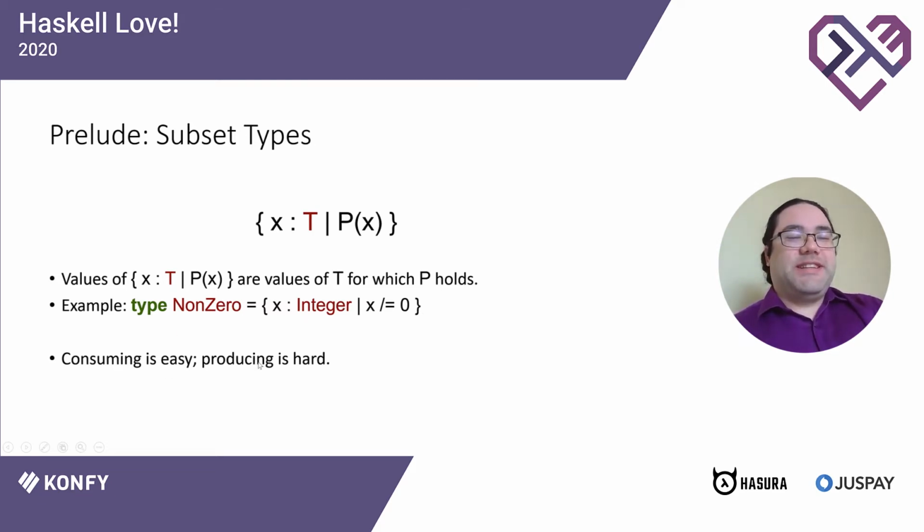But to produce it in general is hard. You have to produce a value of the type T, in this case integer, and you have to show the compiler, you have to convince the compiler that the value you provide actually satisfies the predicate. In a dependent type language, this might be providing a proof term. In Liquid Haskell, this is handled by an SMT solver or some of the higher order and reflective features that it has.